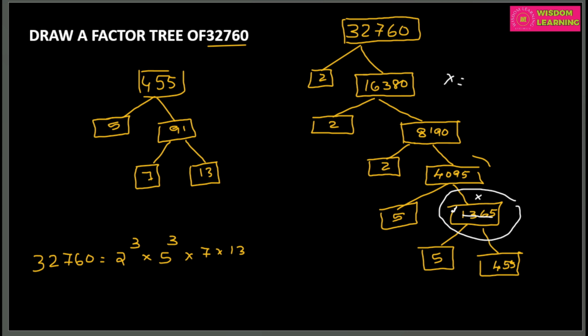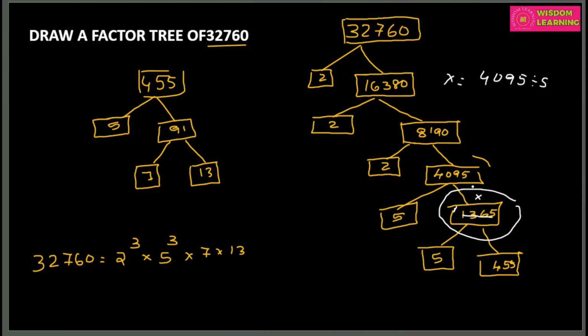They are giving the question: one box is kept blank, or x or y or a or b. Find the value of x. For finding this 1365, we want to find the value of this one. To get this, one method is to divide 4095 divided by 5. So what is the answer?